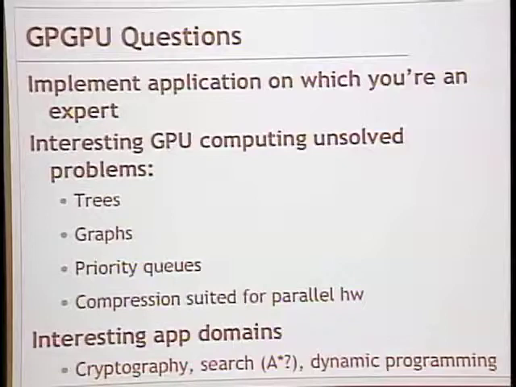Lots of application domains. We had a cryptography project last year that was kind of cool, doing search, although I did see a paper on that last year that was kind of cool. A couple people mentioned dynamic programming in this course. I don't know anything about it, but it would be pretty cool if somebody was interested in implementing that. These are just things that we've talked about in class a little bit, so I wanted to bring them up as ideas. Anybody have any project type questions?